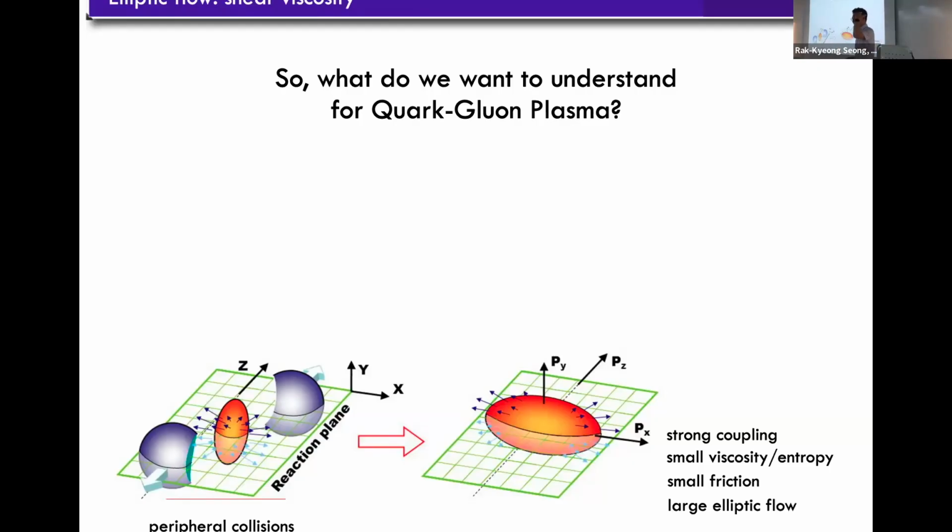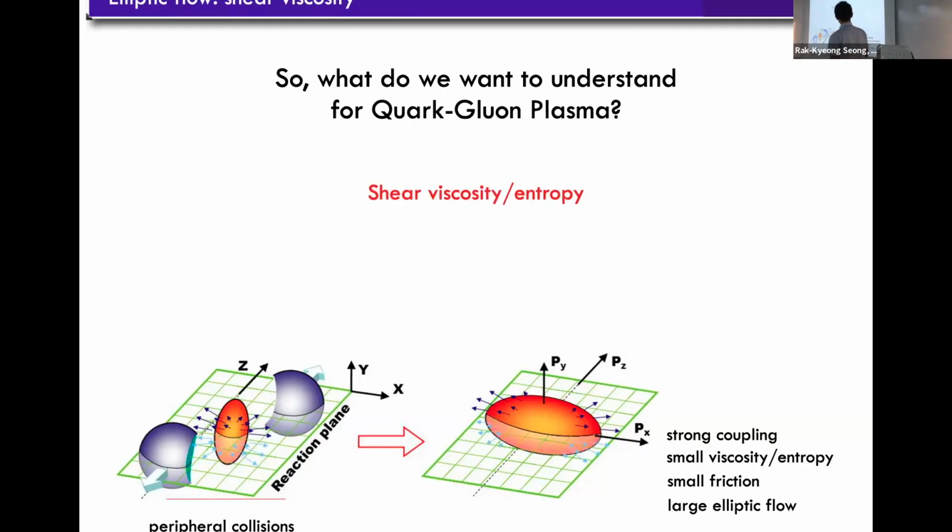So you can imagine if there is friction between layers, then it will be spherical because of the friction. But if friction is very, very small, then in this case, the momentum gradient is big. So this part goes fast. So you will have an elongated shape. So by looking at this shape, people can judge whether the shear viscosity is big or small.